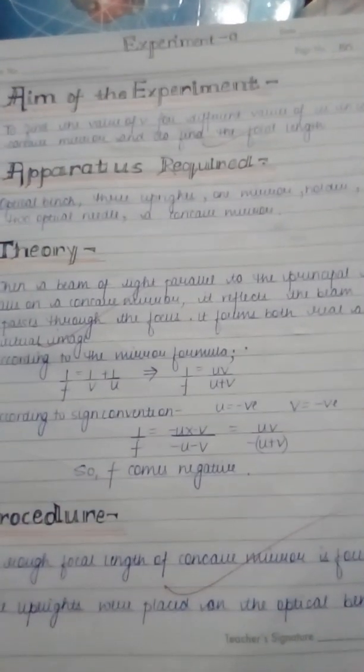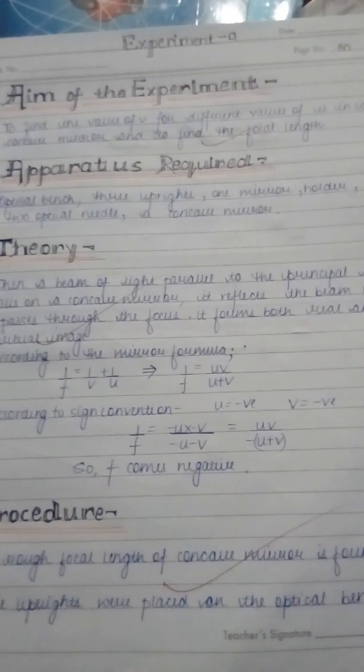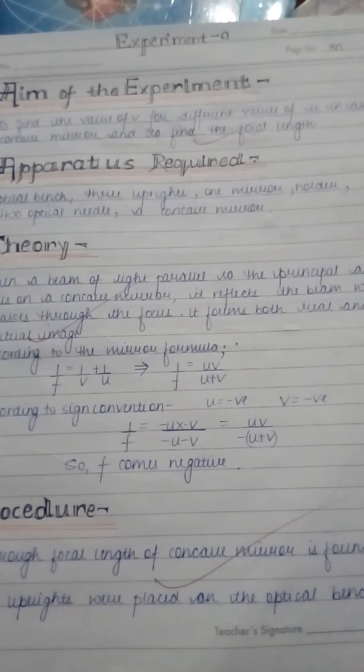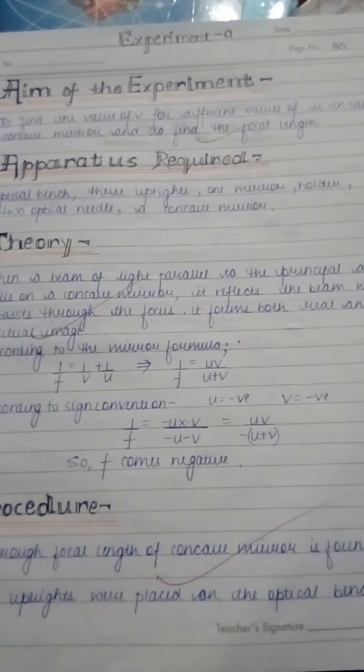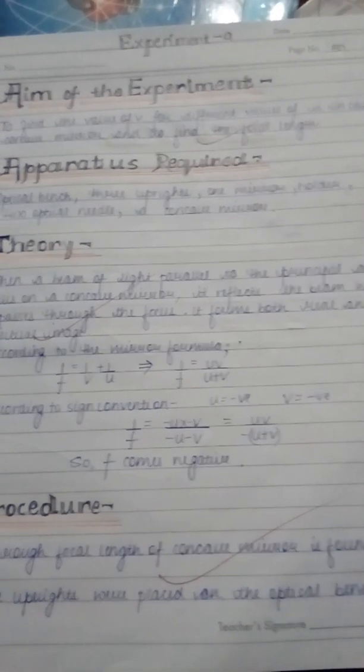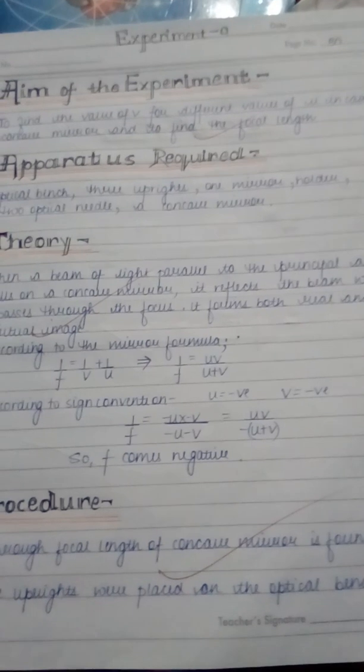Now let us close this and come to the results section and the precautions, which are a mandatory part of any experiment. Now comes the ninth experiment, which is to find the value of v for different values of u in a concave mirror and to find the focal length.